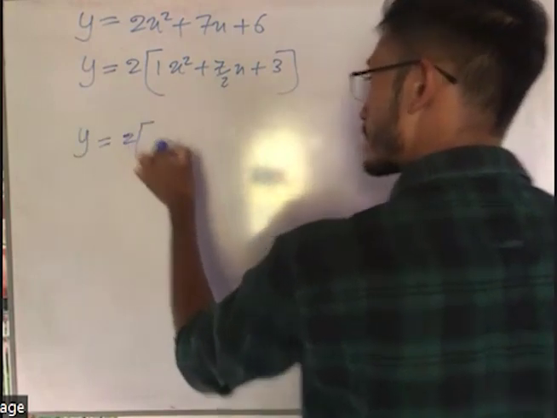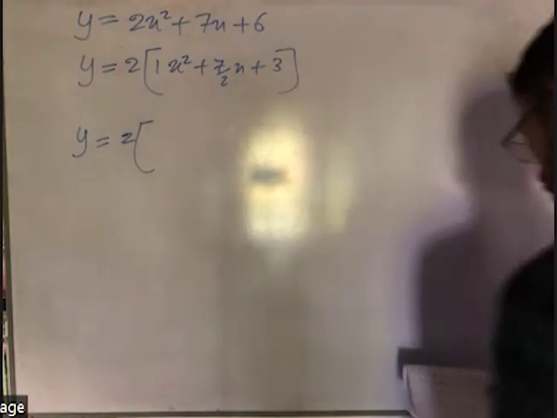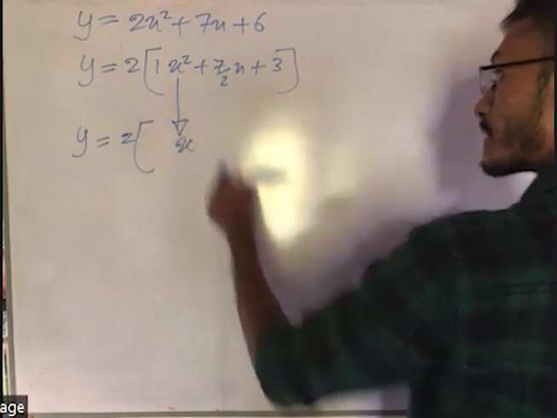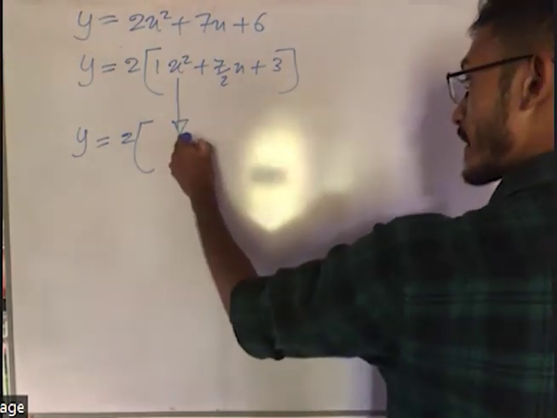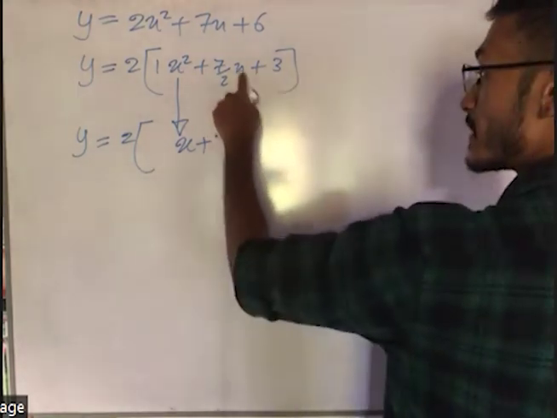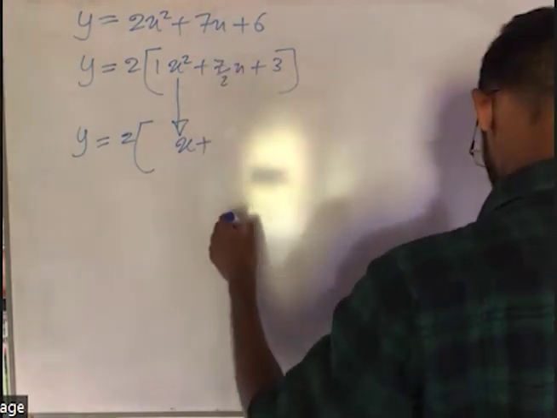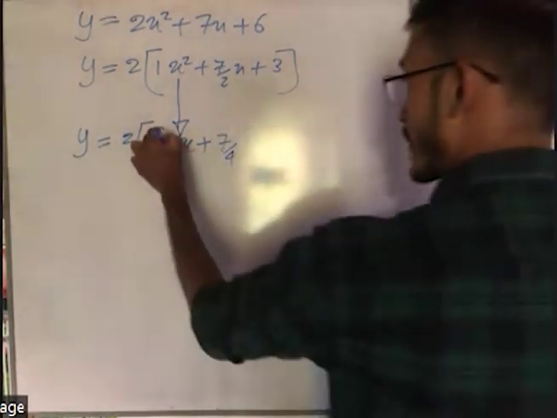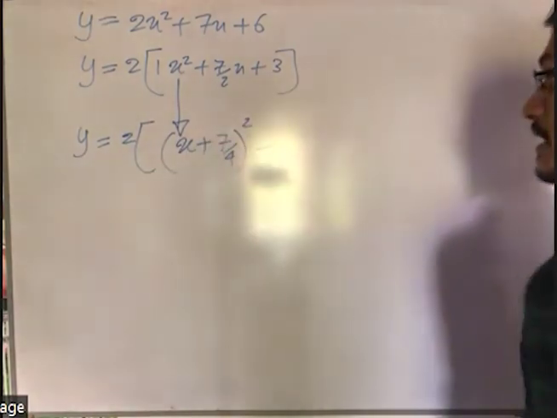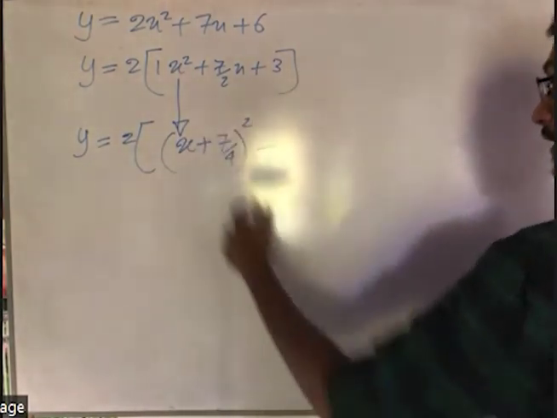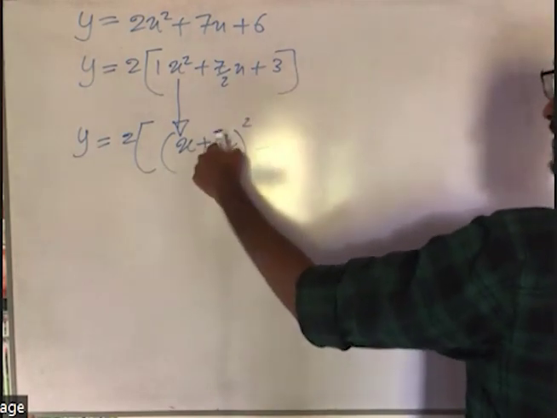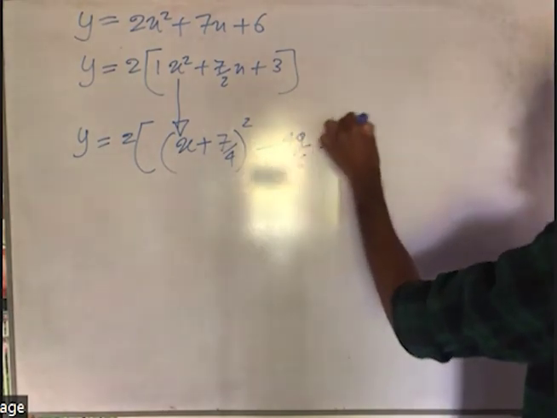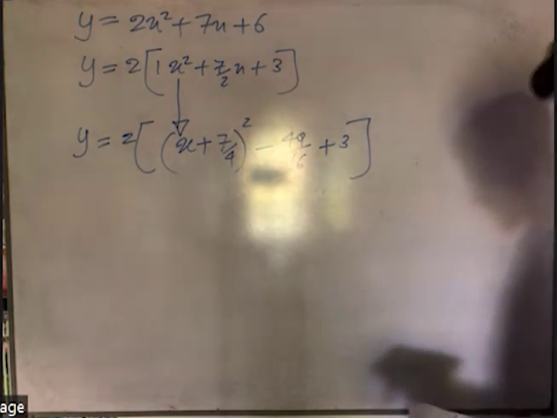y equal to 2 times. Look at this x square. We take the square term without the square. If you have a plus sign, take the plus sign, then take the coefficient of the x term and divide it by 2. Then it will become 7 over 4. Take the square of the whole thing minus the square of this constant 7 over 4, so minus 49 over 16, plus 3. That is the completing the square step.